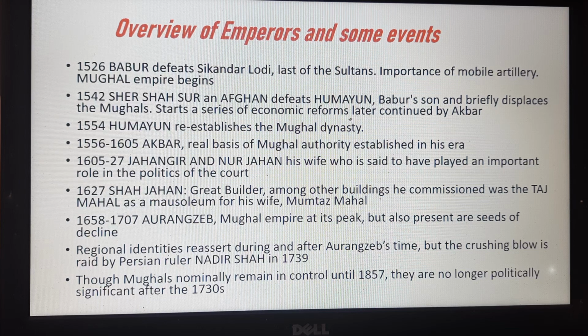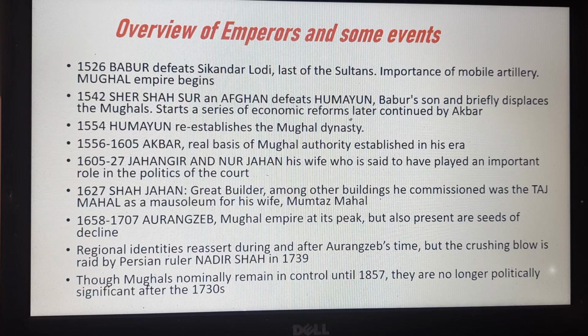After that, from 1658 to 1707, Aurangzeb ruled after Shah Jahan, and the Mughal Empire was at its peak, but the seeds of decline were also present. There were some misruling concepts in Aurangzeb's rule, and that was also leading to the decline of the Mughal Empire.